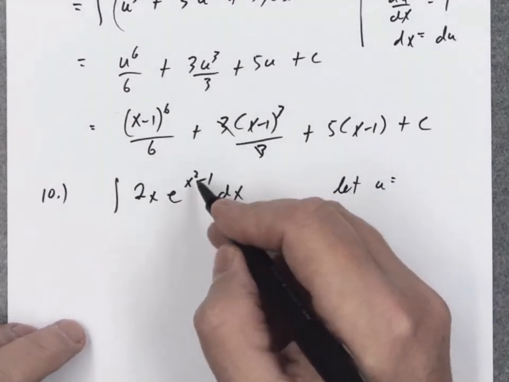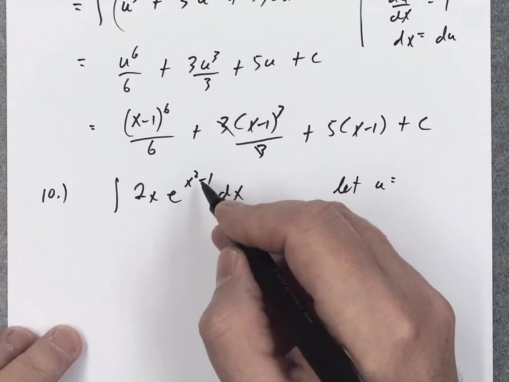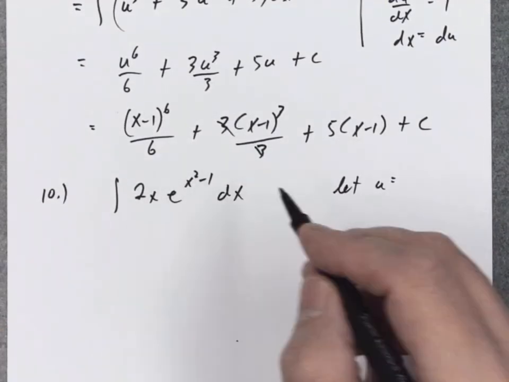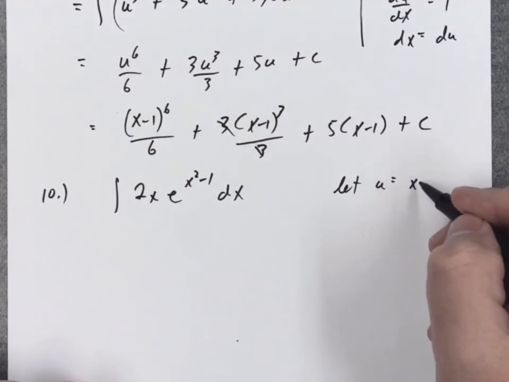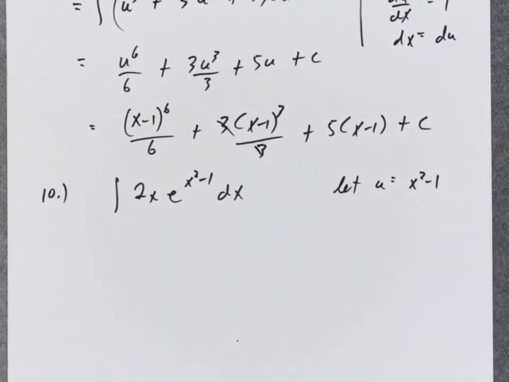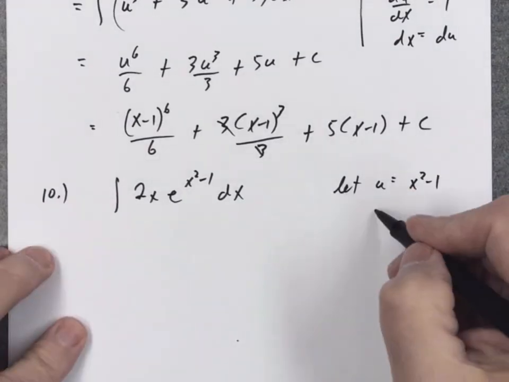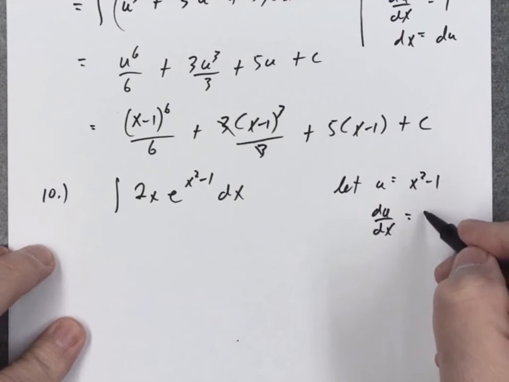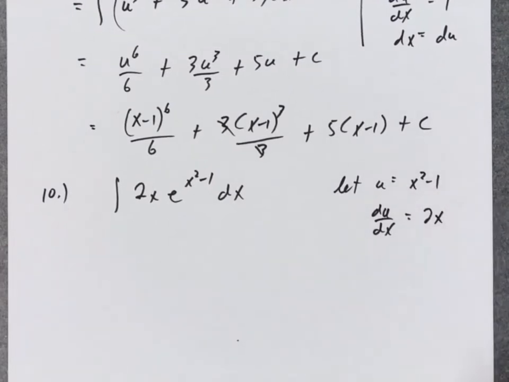And in this case, because I've got this exponential, when we did that problem a while ago, we had an exponential. I made u equal to the stuff in the exponent. I'm going to try that again and see if it looks like it's going to work. So now I take the derivative, du dx. Turns out this is 2x.